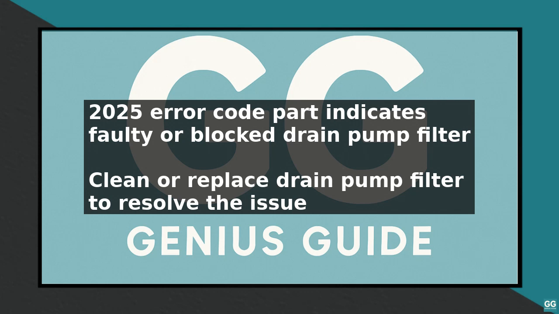Regular maintenance is crucial to prevent such issues from occurring in the future. It is recommended to check and clean the drain pump filter every 1 to 3 months, depending on usage. Additionally, running a cleaning cycle or a hot water cycle with a dishwasher cleaner can help remove grease and food residue that can cause blockages.